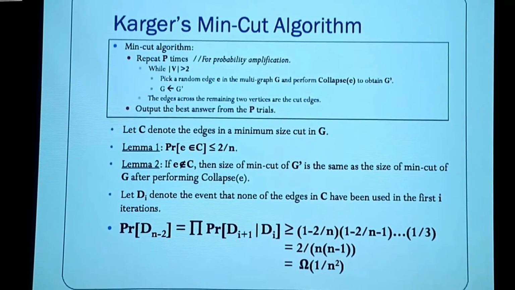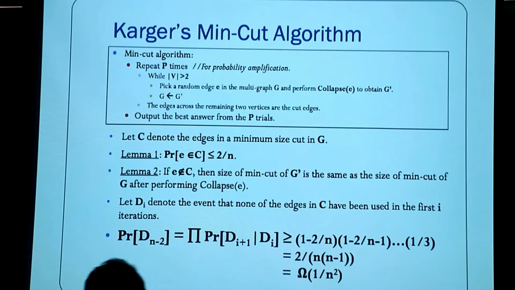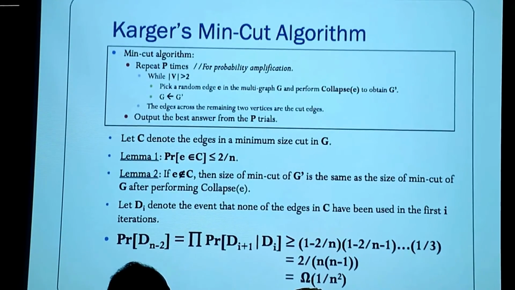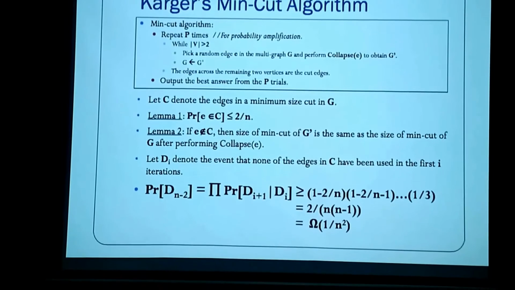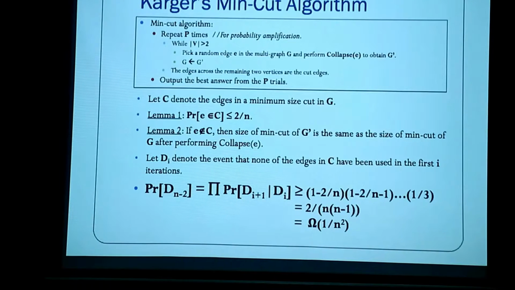So now the probability that none of the edges of the min cut will be used during the execution of this while loop is at least 1 over n squared. But it's really small, right? There's a good chance that an edge will be used. The min cut edge will be used with probability roughly 1 minus 1 over n squared. So now do you get a sense of what this P should be, so that with good probability Karger's min cut algorithm will output this particular min cut? This should give you a hint of what our choice of P should be.